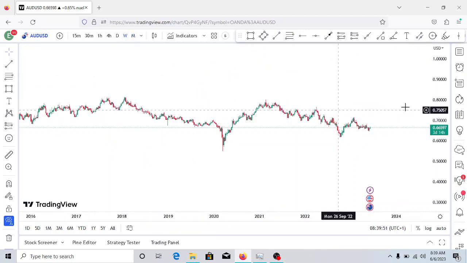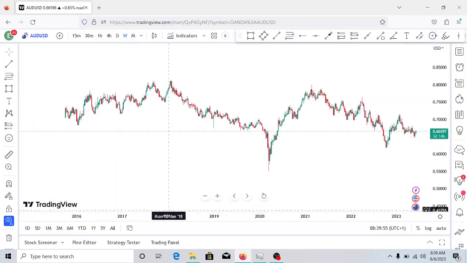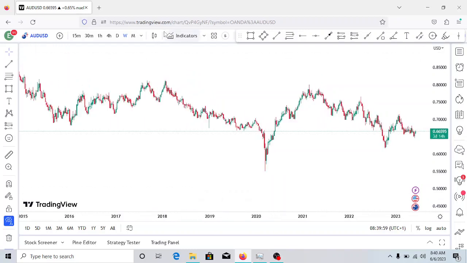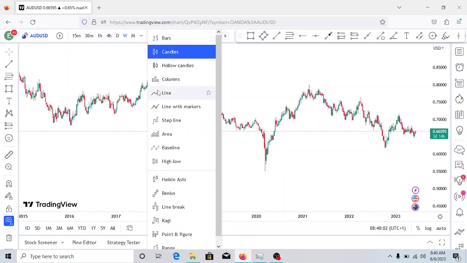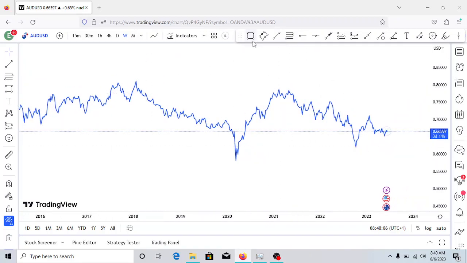So we'll go to the weekly. In the weekly, here we'll plot our key zones, key levels, and of course I don't plot key levels on candles. I go and do line, because line is very clear and you see everything with the line. So this has to come with lots of experience.